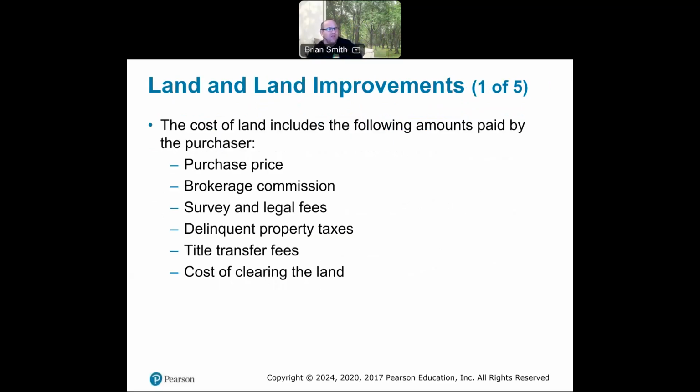However, things like surveys and legal fees, filing fees, and taxes, only if they're delinquent and you had to pay them in order to buy it, are included. The cost of grading, clearing, basically doing anything horizontal on the land, is going to be put into the cost of the land or the land improvements.